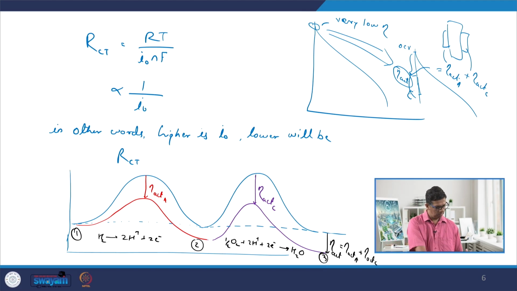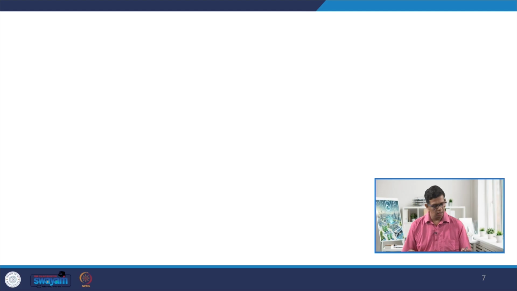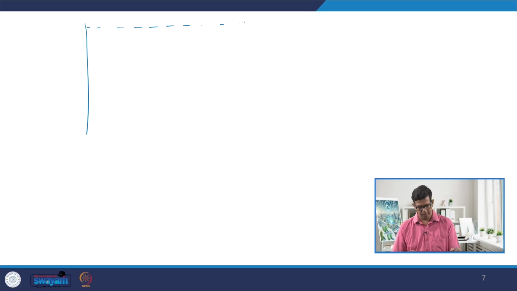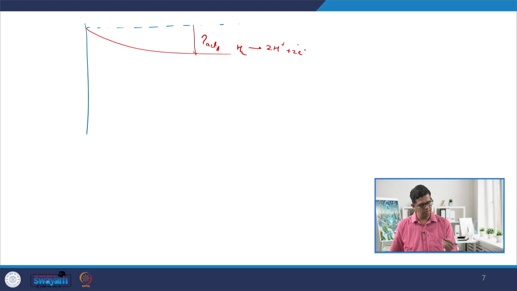So, if I try to show this graphically, this is the reference. As we can see, let me use these colors, this is our eta activation for the anode, which involves H2 giving 2H plus and 2 moles of electrons.